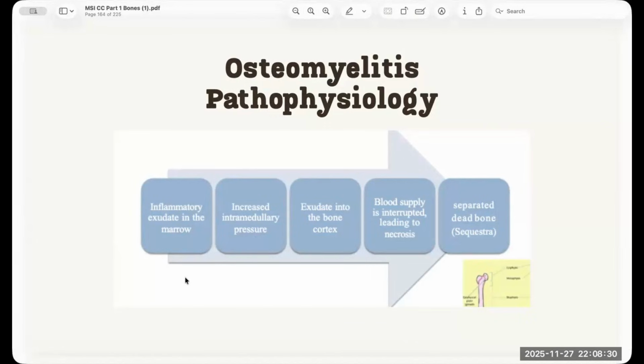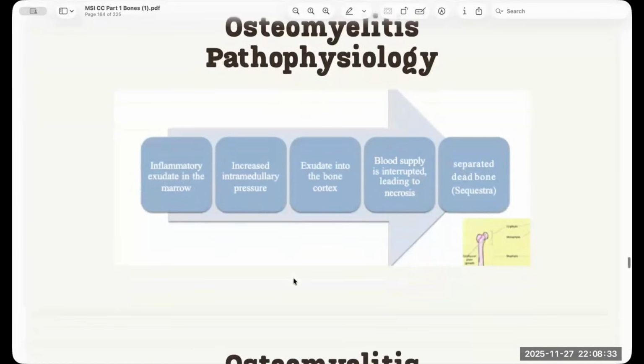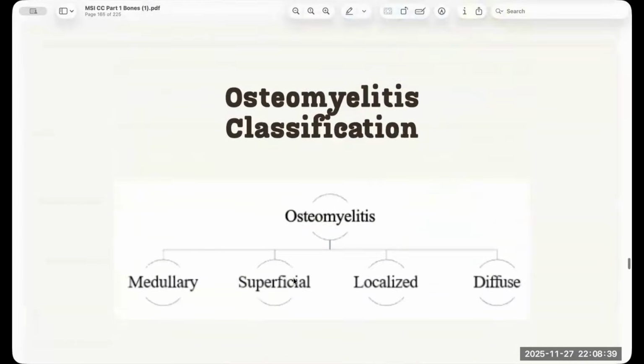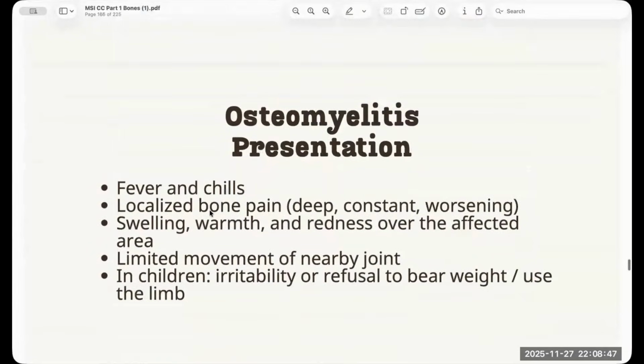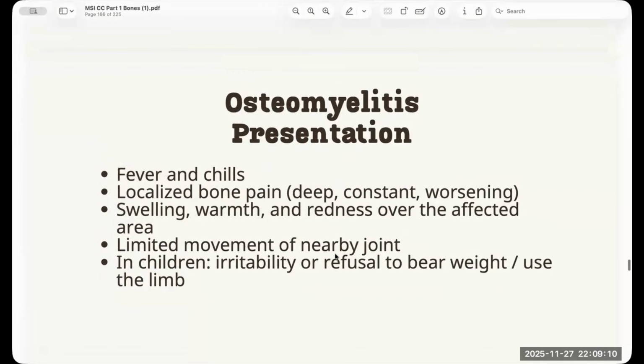Okay? And like that, the bone becomes dead because it's not receiving its blood supply. It can be classified into four different types: superclized and diffuse. The patient would present with fever, chills, localized bone pain, swelling, warmth, and redness. These are all signs of infection. In infants, this would be irritability or refusal to bear weight or use the limbs, such as to walk or stand and so on.